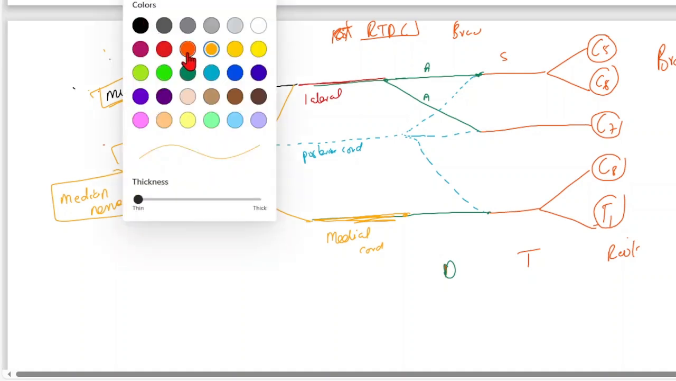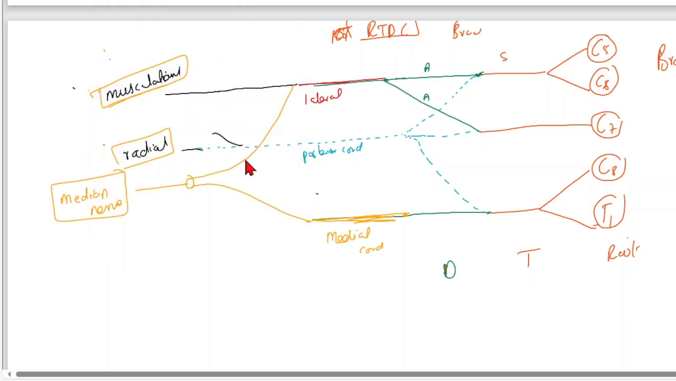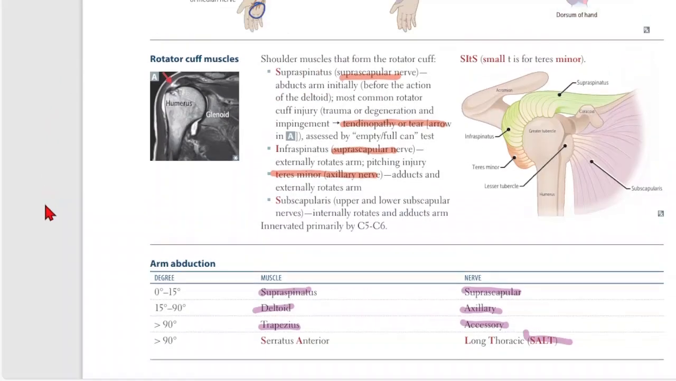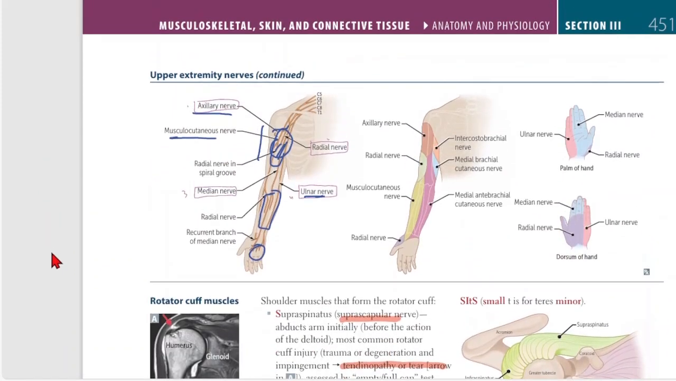Another is the posterior cord, which gives the radial nerve, okay. Another is the medial cord, which moves ahead and forms another nerve that is called the ulnar nerve. So musculocutaneous nerve, radial nerve, median nerve, ulnar nerve. These four nerves are completed. Now we will discuss what nerves remain, okay.